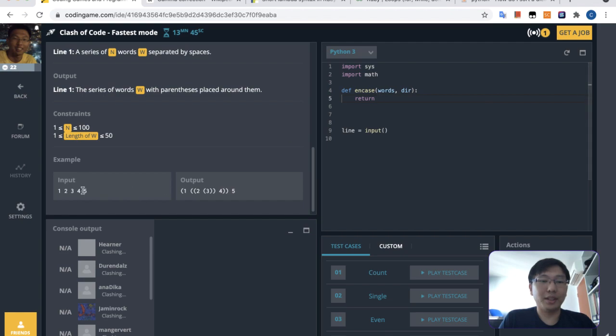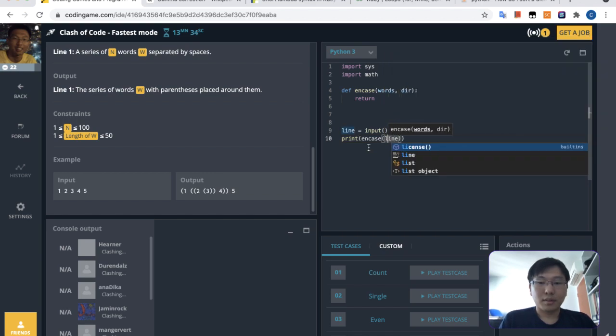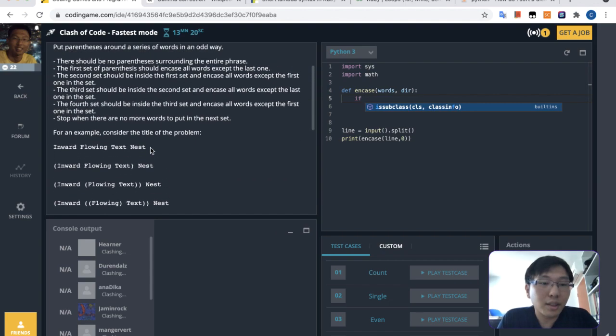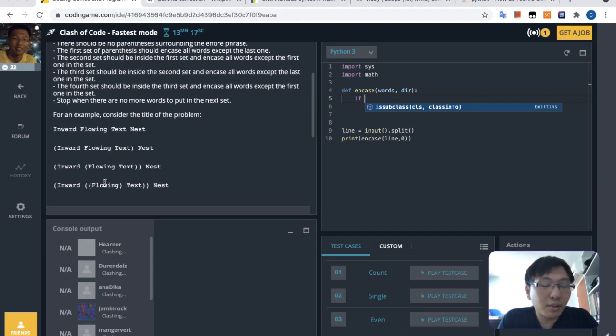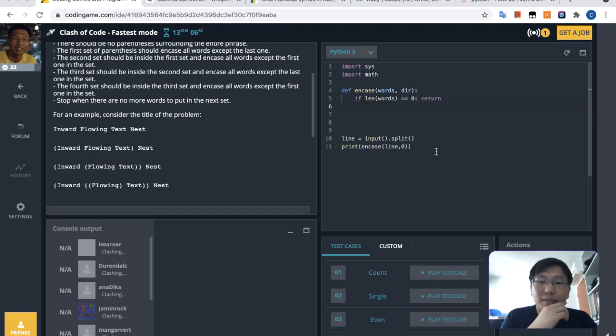So words will be this in word form, so maybe we take the line input dot split. The direction is 0. The last case is when you have only one word, then you encase this middle one. If len words is 1, we then return. We don't need to return anything.